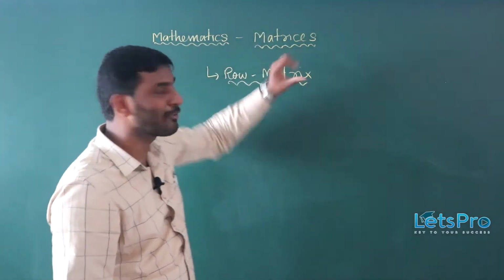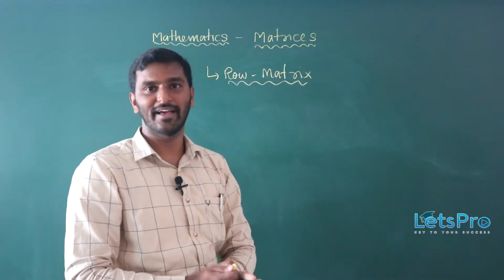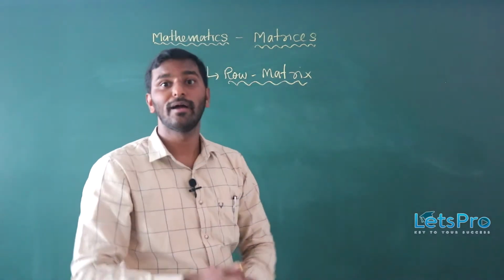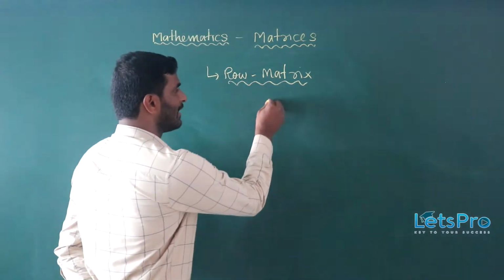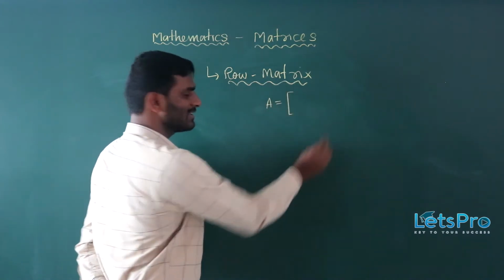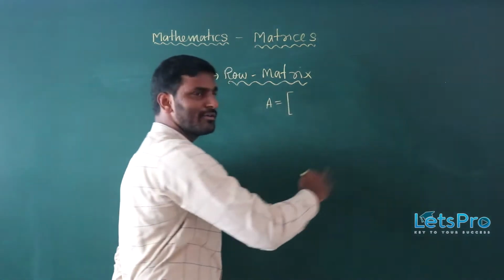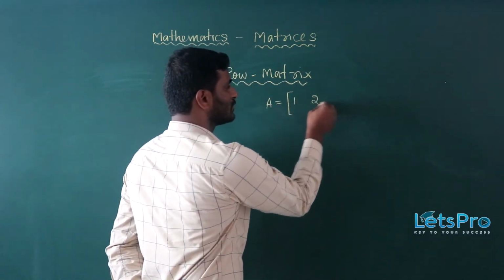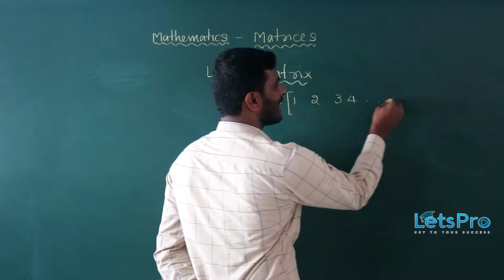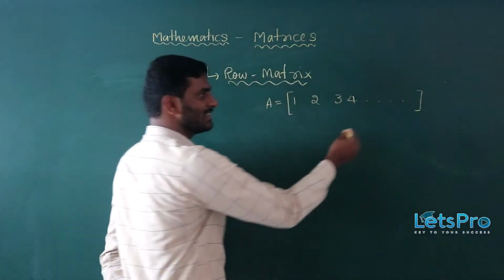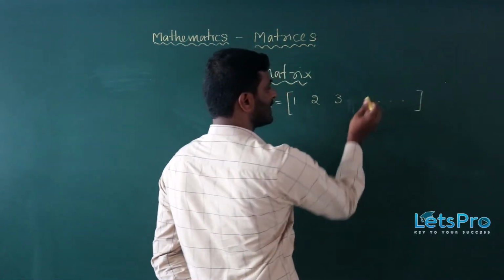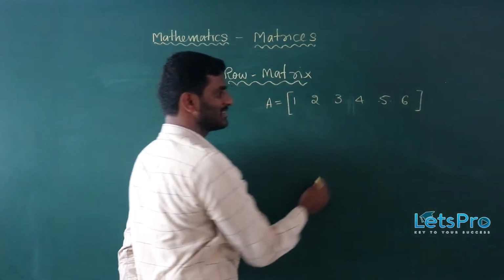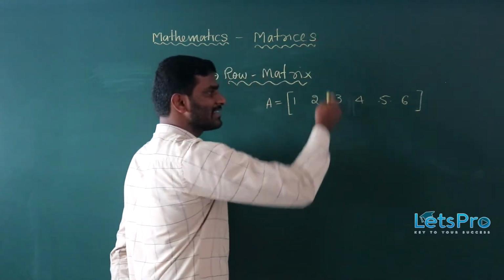Then what is the definition of a row matrix? A row matrix is defined as having only one row and many columns. For example, when you write this A matrix, there is only one row and many columns like this: 1, 2, 3, 4, 5, 6. In this case, only one row and there are 6 columns.